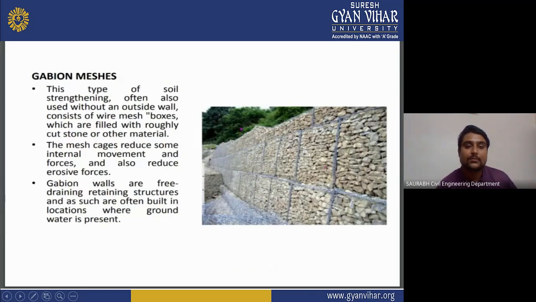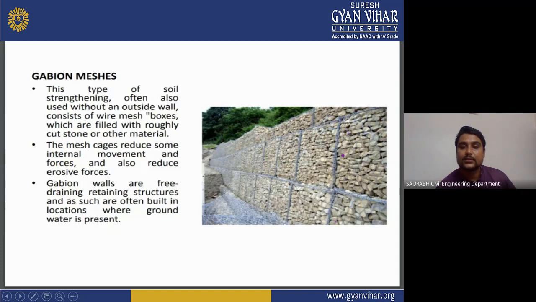Now we will see gabion meshes. This type of soil strengthening is often also used without an outside wall. It consists of wire mesh boxes which are filled with roughly cut stone. Another material, as you can see, is this mesh of reinforcement, which is a retaining wall.